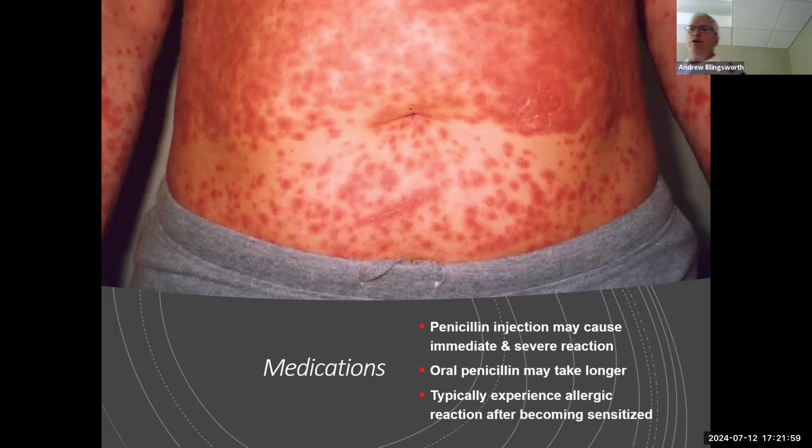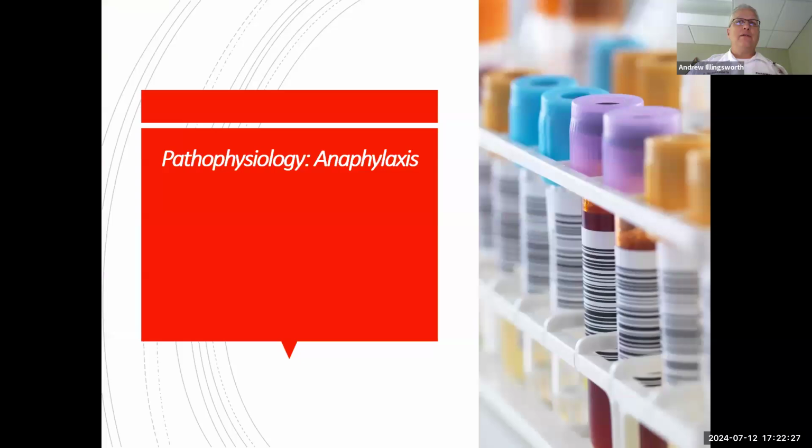They typically experience an allergic reaction after becoming sensitized. Sensitized means that they've been exposed and didn't really have a reaction, but their body said, "What was that?" and it has responded to it. Now it's become sensitized to it. So next time it sees it, now it's going to rock and roll. Something has to happen. I'm going to fix this.